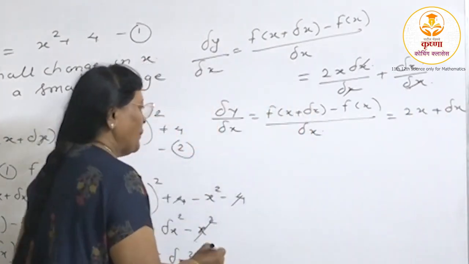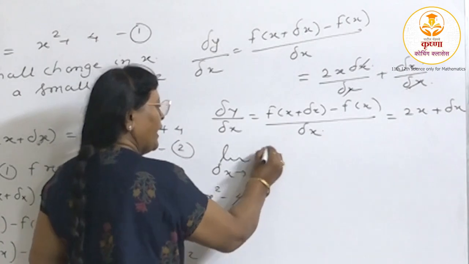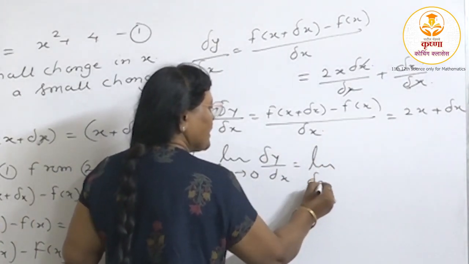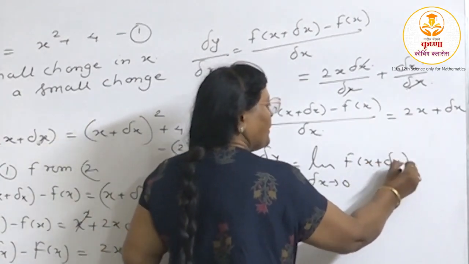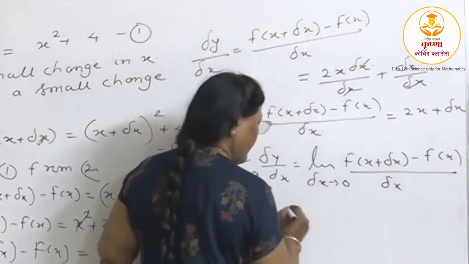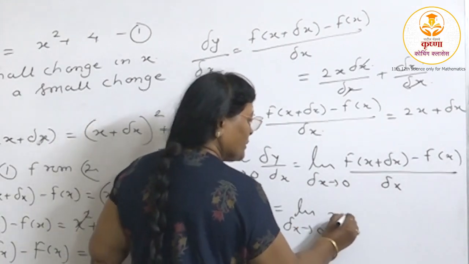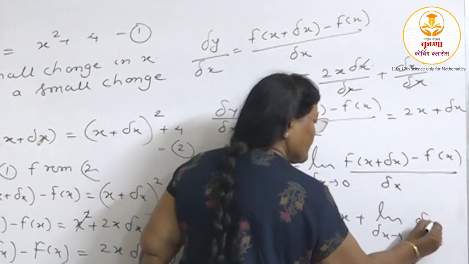Now you have to take the limit del x tends to 0. Limit del x tends to 0, del y divided by del x is equal to limit del x tends to 0, f of x plus del x minus f of x divided by del x. Here again, limit del x tends to 0, 2x plus limit del x tends to 0, del x.